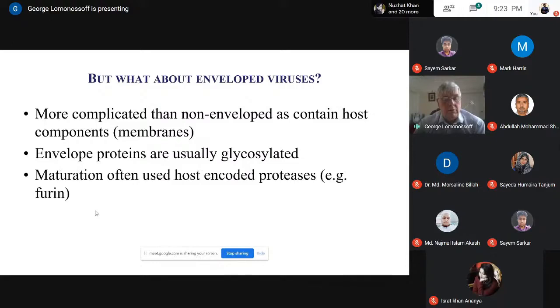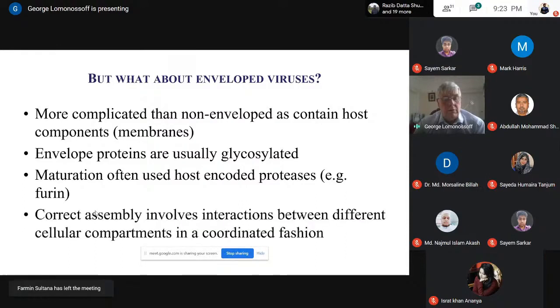Maturation also uses host as well as virus-encoded proteases, so it's usually a more complex cascade. And the correct assembly of the final particles involves interactions between different cellular compartments in a coordinated fashion. So you'll get the internal capsid protein made in the cytoplasm, which then has to meet the host-derived membranes containing the glycosylated envelope proteins at the cell surface.